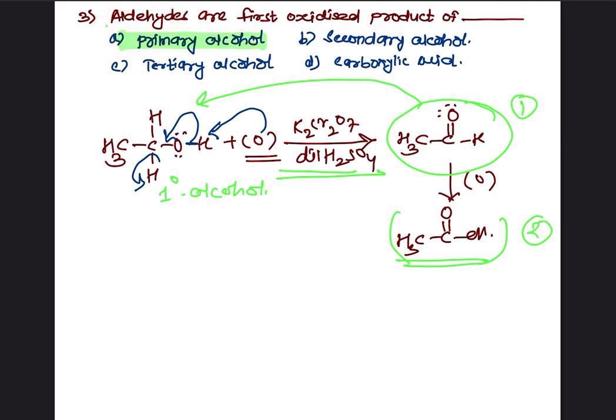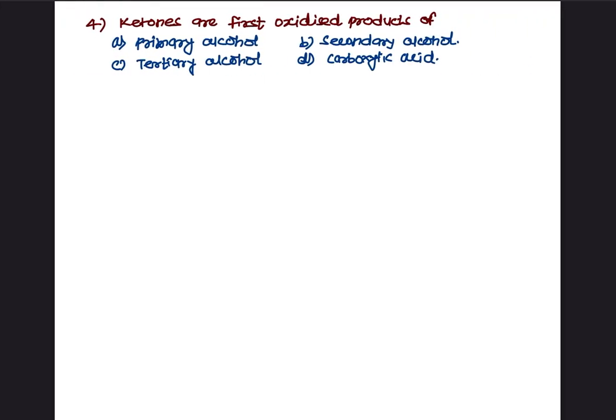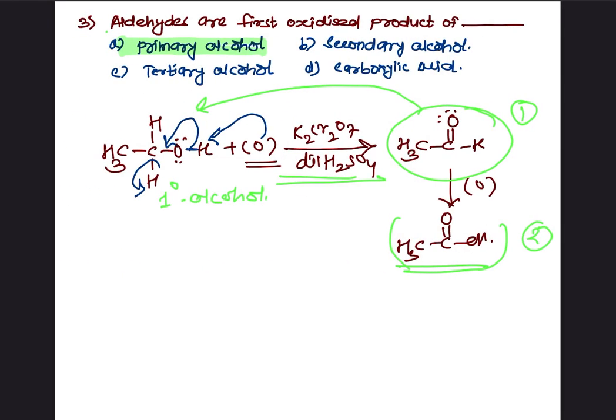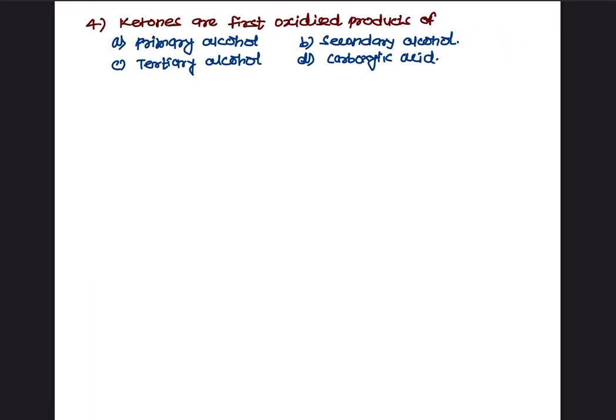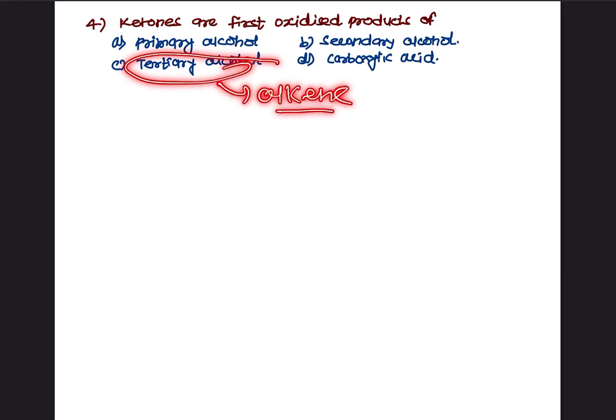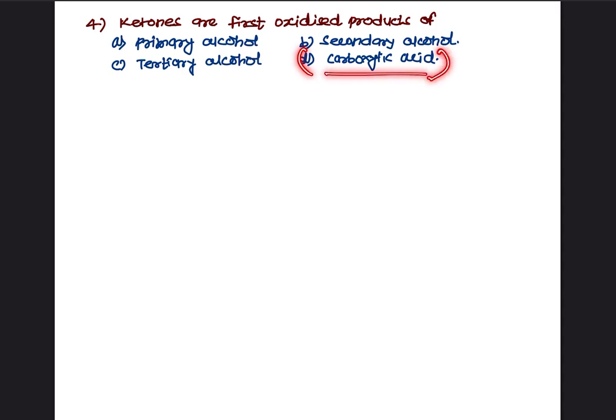Now next, ketones are the first oxidized product of, definitely the answer is secondary alcohol, because primary alcohol gives aldehyde, and tertiary alcohol oxidation gives alkene. Carboxylic acid is irrelevant, it is ruled out. So the answer is secondary alcohol.